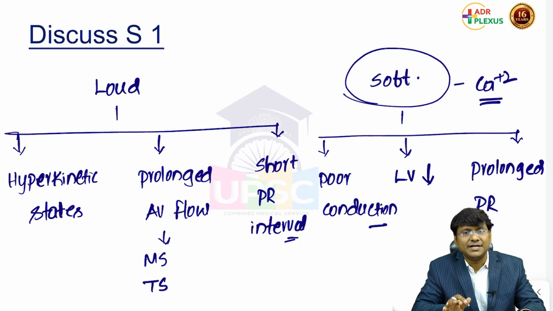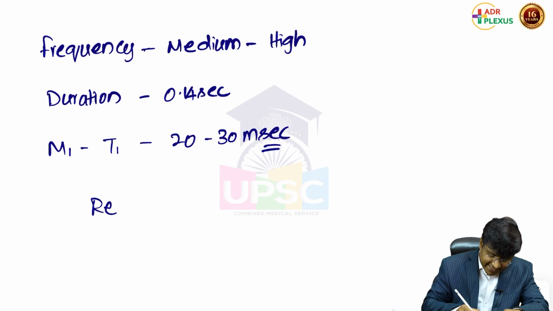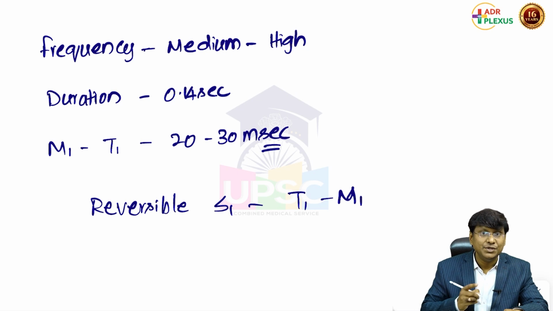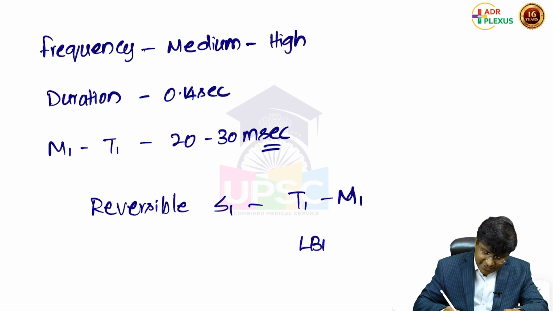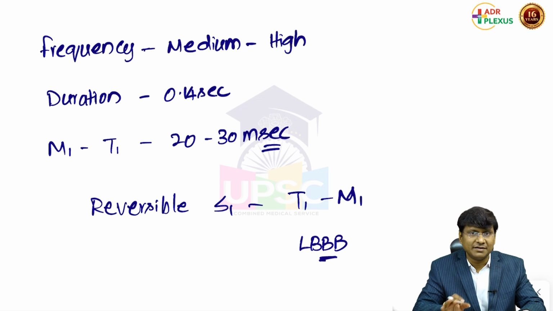So these are all the conditions where you will have the abnormalities related to the first heart sound. And there is one particular condition where you will have reversible S1, right? Now, what is that condition? Reversible S1 means where you will have T1 followed by M1. You will have that in patients with left bundle branch block. In left bundle branch block, you will listen first to T1 and followed by that you will listen to M1. Okay. So this is about the conditions where you will have reversible S1.